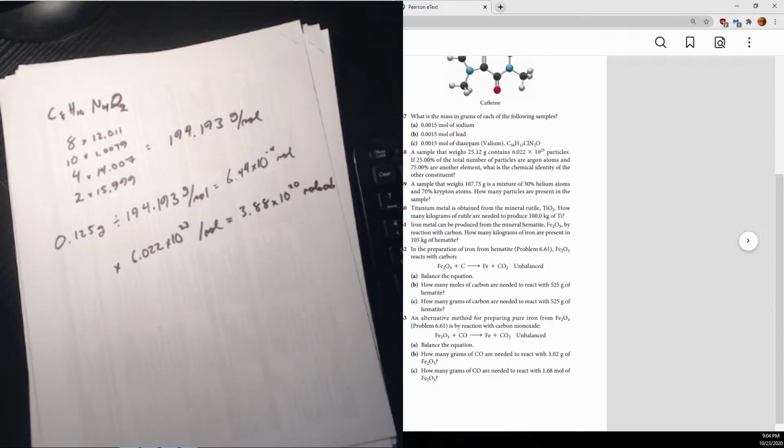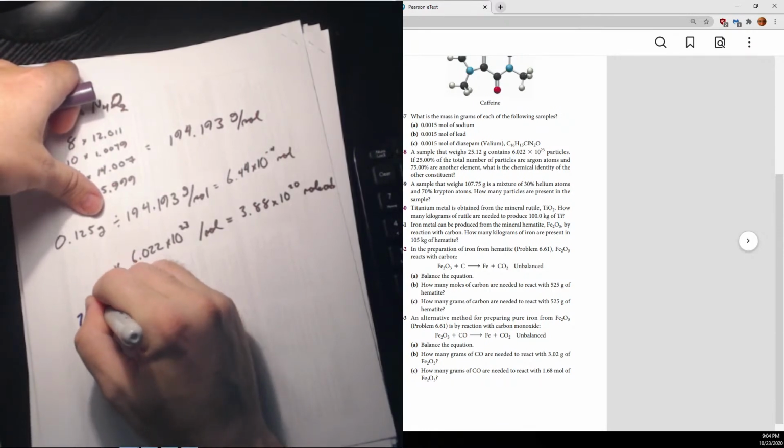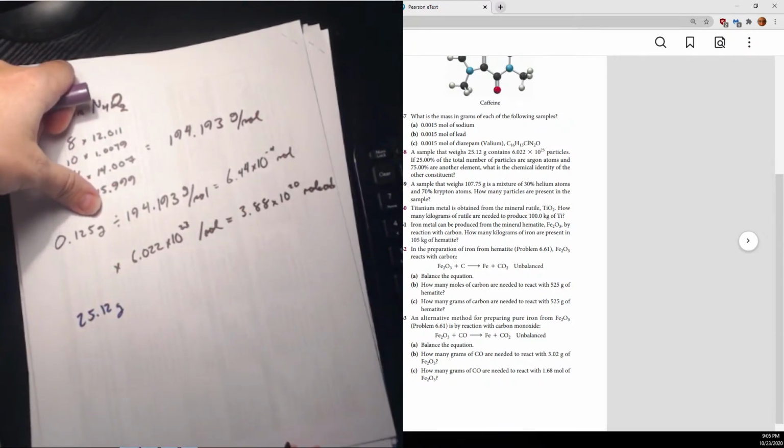58. A sample that weighs 25.12 grams contains 6.022 times 10 to the 23rd particles. If 25% are argon and 75% are another element, what is the chemical identity of the other constituent? Okay, so 25.12 grams. It's 1 mole of particles.